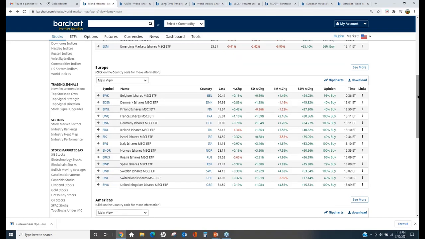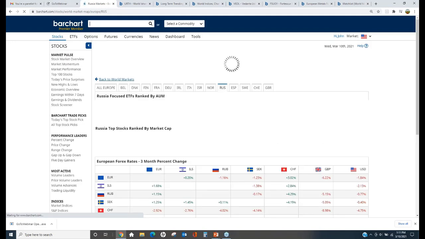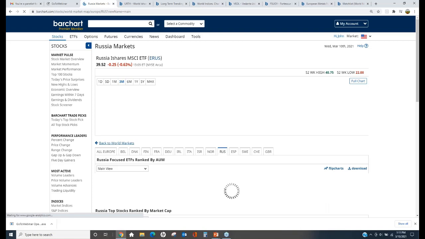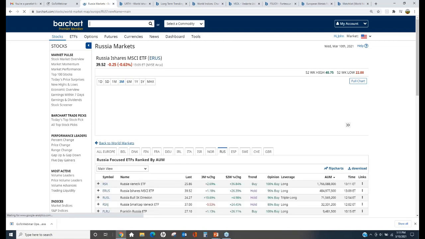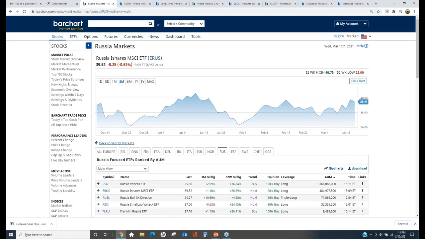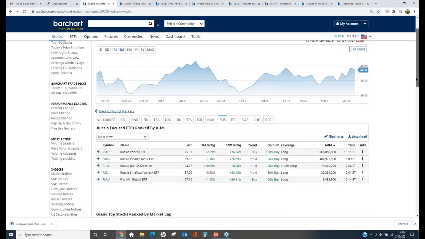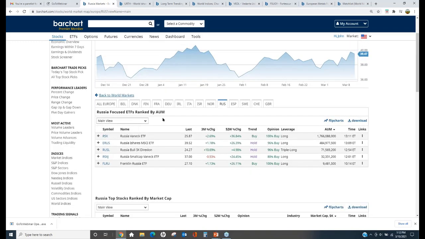And notice we now have the region of Europe broken down by country: Belgium, Denmark, Finland, France, Germany, Ireland, and so on. We can click on any one of these country symbols, and that'll take us to that specific country. Now notice that we're not confined to just this one ETF. You will also be given other ETF options ranked by assets under management. And you can see there are a couple of different Russian ones available.